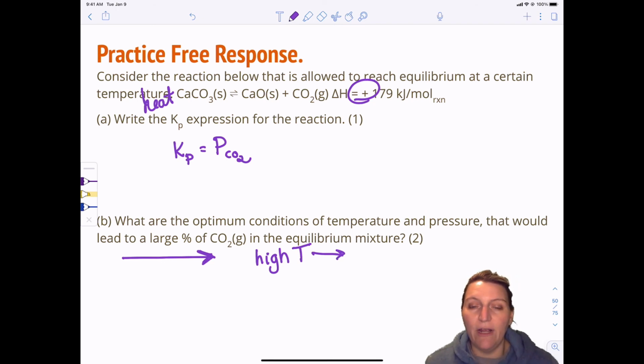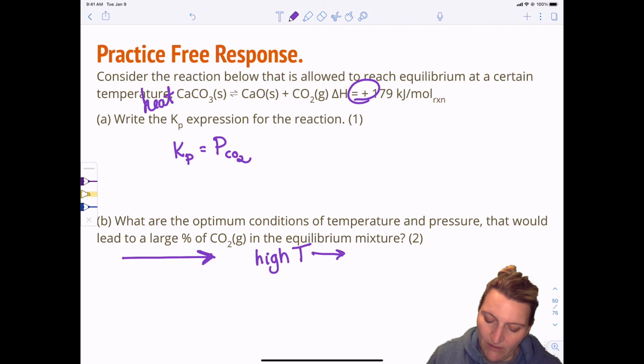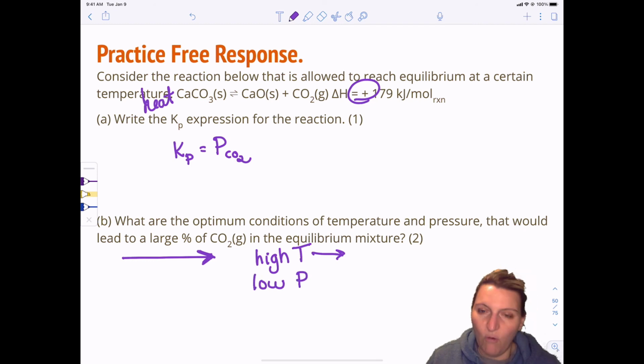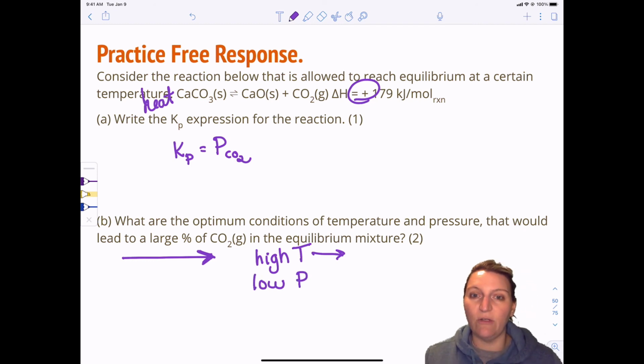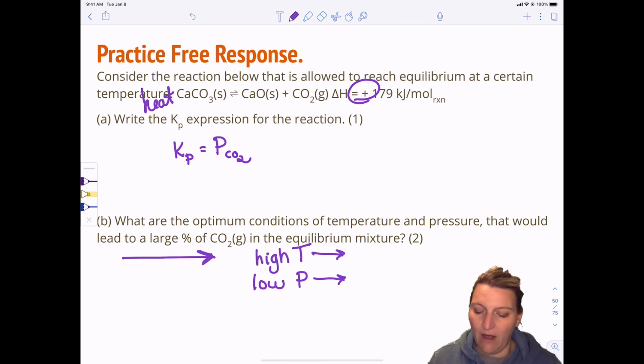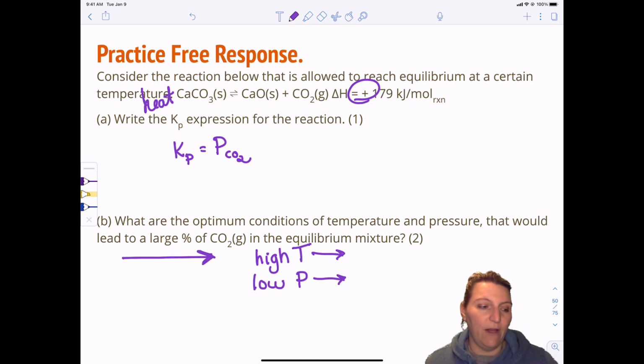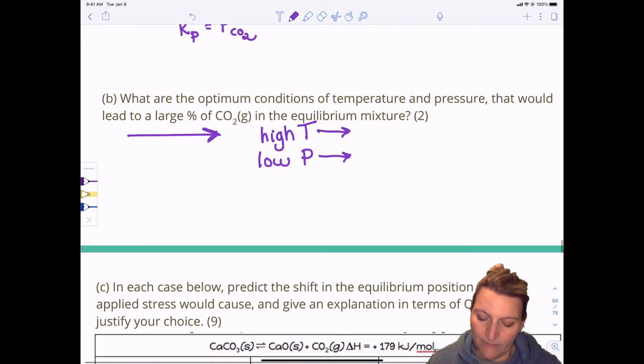And then pressure, if I increase the pressure, the system will try and decrease the pressure, so it will shift to the side with less moles of gas. So I don't want to increase the pressure, I want to do the opposite. I want to have this at low pressure. Therefore, the system tries to do the opposite, increase the pressure, which would be shifting to the side with the more moles of gas, and that's the side with the carbon dioxide on it. So high temperature and low pressure would be what I wanted to go for there.